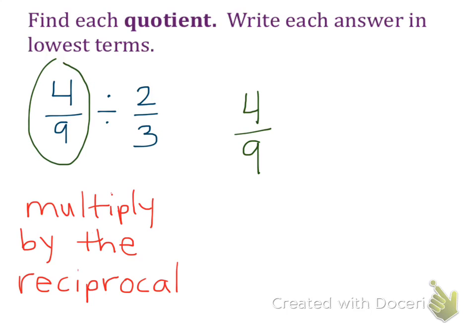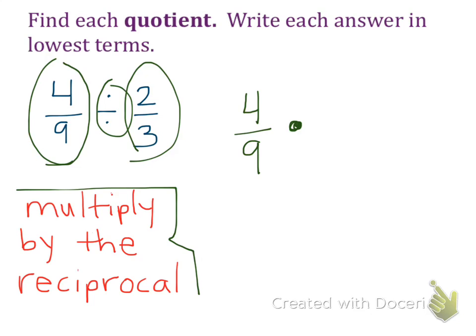So we have our first fraction written over here. Next, we need to multiply by the reciprocal. So what that means, your division changes into multiplication, and you change the second fraction to its reciprocal. In this case, the reciprocal of 2/3 is 3 halves. So that's the biggest part that you have to do when you divide.